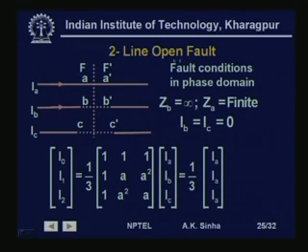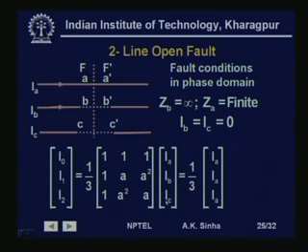Now, for a two line open fault, that is phase B and C are open, this can be simulated by putting Z b is equal to infinite and Z a as finite. That means I b and I c in this case is equal to 0. Now, if that is the situation, then we can write I 0, I 1, I 2 is equal to 1 by 3 into, this is the transformation matrix that we have, A inverse, and this is I a, I b and I c.